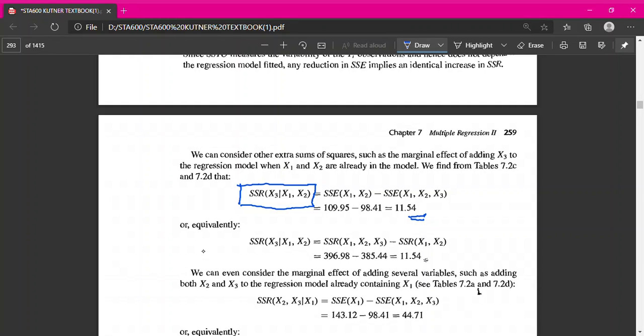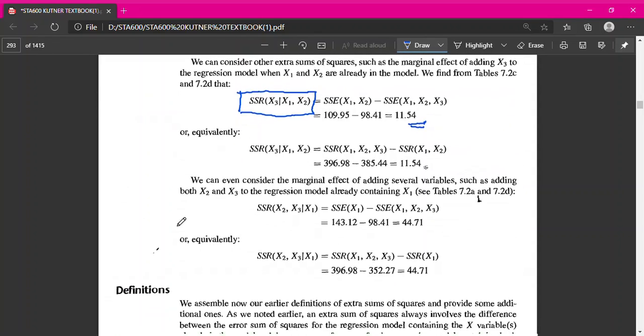Okay, so the formulanya kalau guna SSE X1 X2, okay, yang asal minus dengan SSE untuk full X1 X2 X3. Ataupun kalau guna SSR X1 X2 X3 minus SSR X1 X2, dia terbalik saja dua tu.